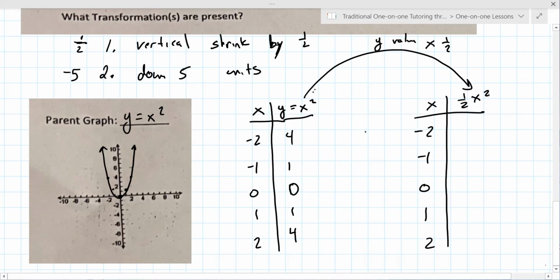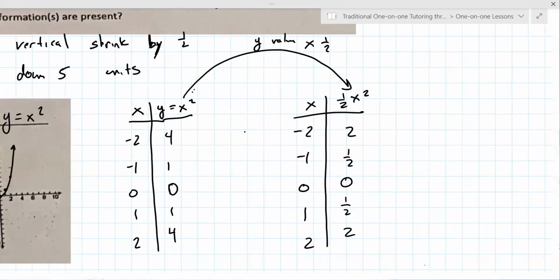Okay. So you got 1/2 of 4. You got to take half of 4. That's 2. Half of 1 is 1/2. 1/2 of 0 is 0. 1/2 of 1 is 1/2, and half of 4 is 2.